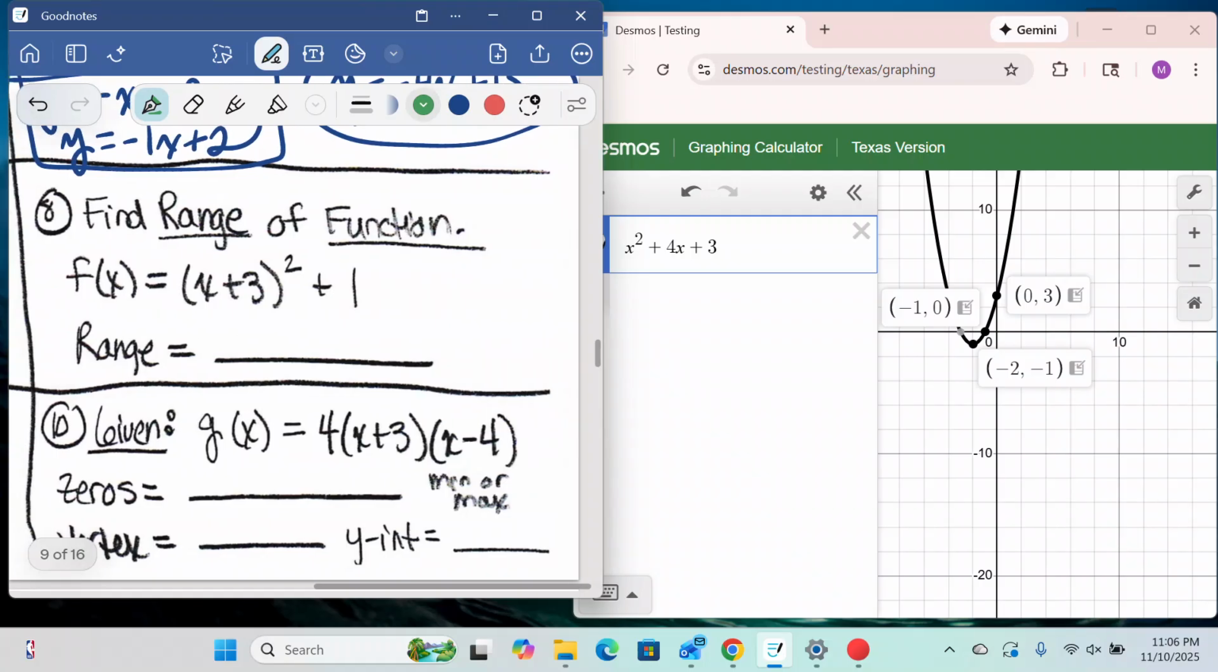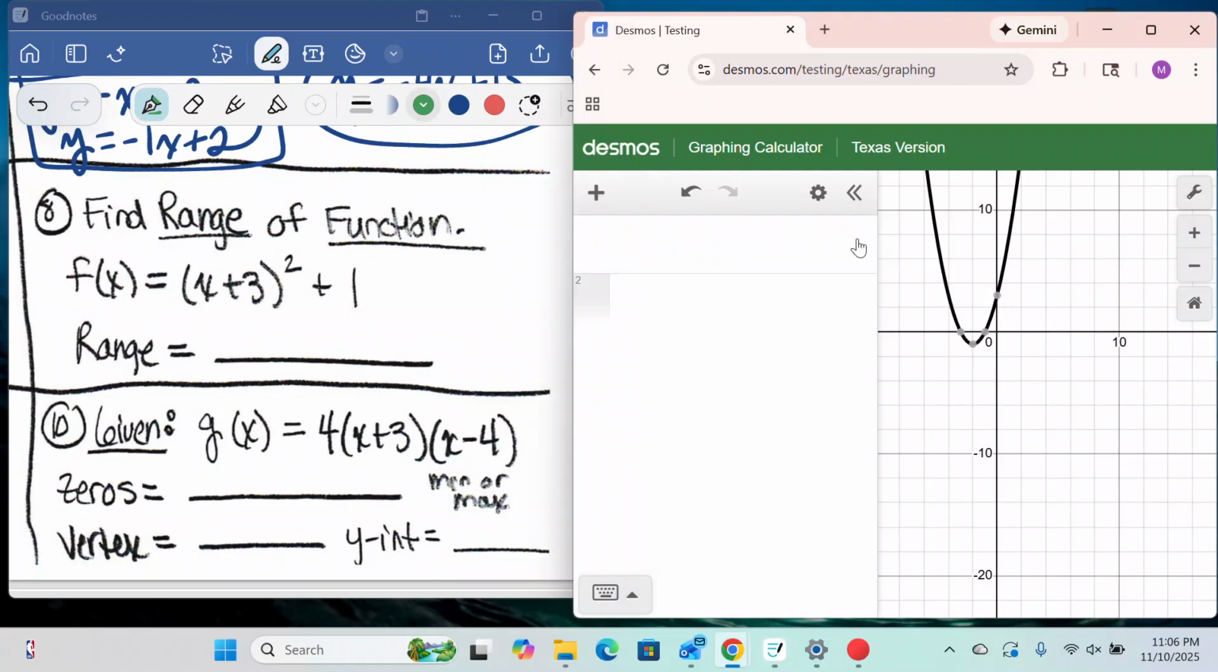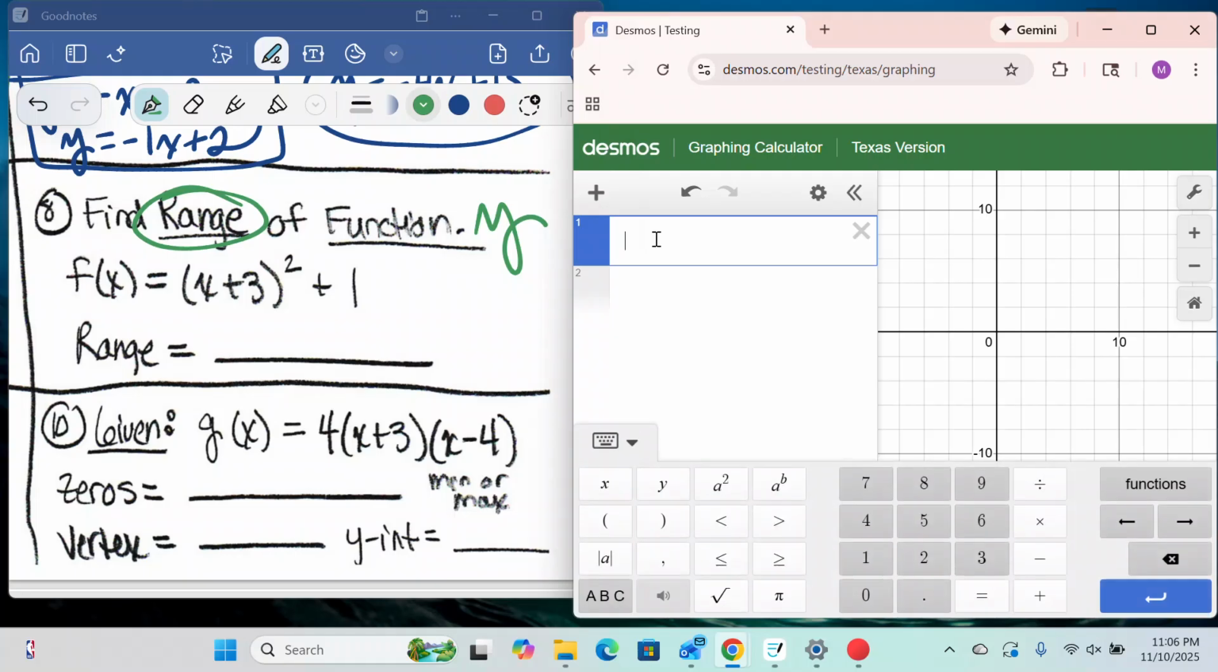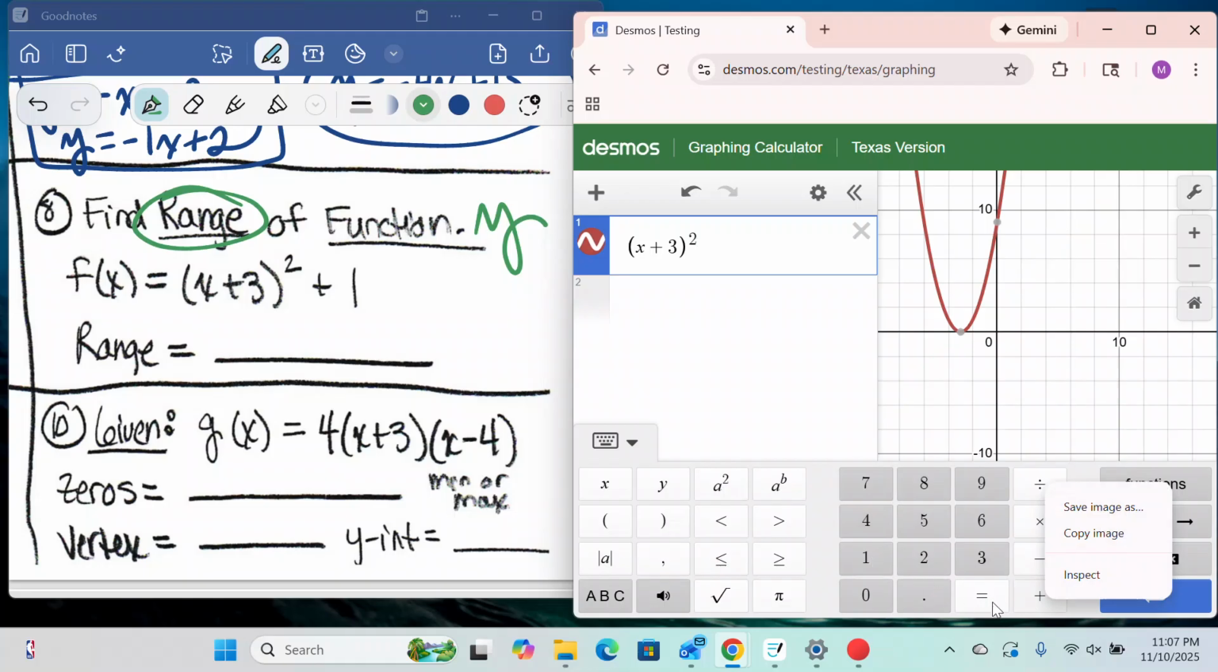Try number 8. See if you can figure that one out. I'm going to go ahead and input it. You can go ahead and input it, and then you can figure out the range. Remember, the range is the y values. So let me go ahead and input this equation. Open parentheses. We're going to do x plus 3, close parentheses, quantity squared, positive 1, and then I'm going to find my y value.